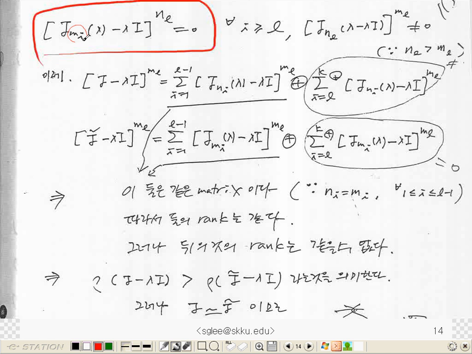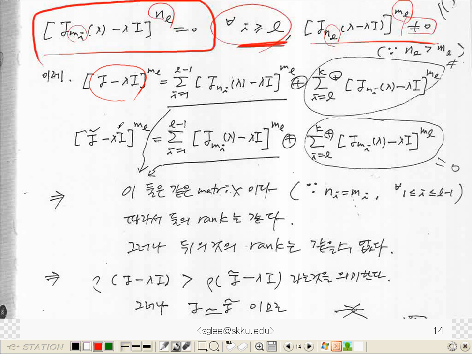N^L power of M_i is equal to 0 for all i greater than or equal to L, because M_i is smaller than N_L. So the power of the matrix N^L is equal to 0. But the power of this matrix to the ML is not a 0 matrix. So this is a 0 matrix, and this is not a 0 matrix.